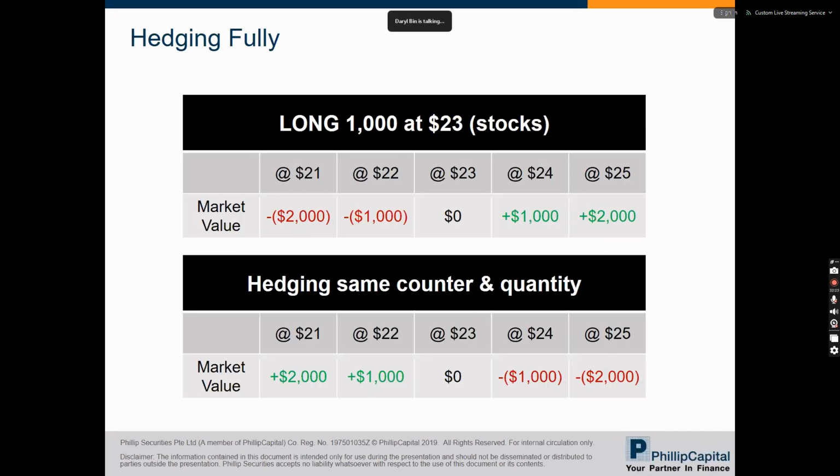So this is based on a fully hedged example lah. Assuming we already have 1,000 long at $23 in your stock account, and for whatever reason you do not wish to close the position, and we do know that something bad is happening, and we decide to hedge fully. So for example, like the earning report, and we predict that this counter will perform badly lah. So we hedge fully by establishing opposite positions for the same counter and quantity.